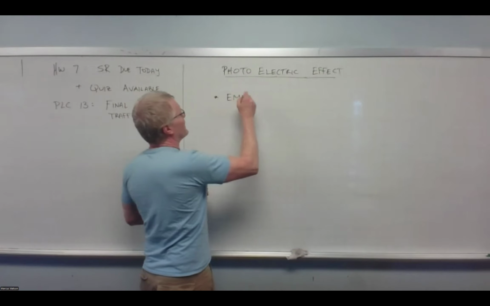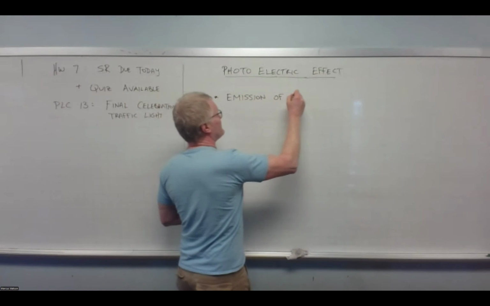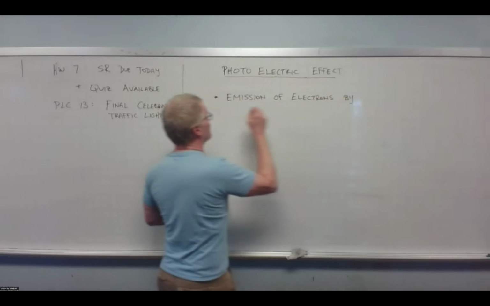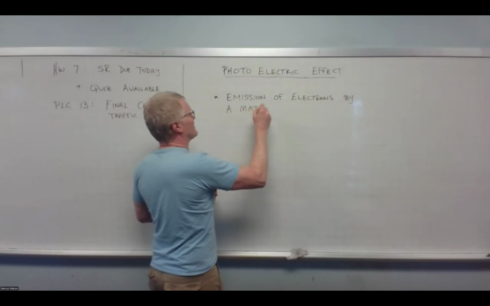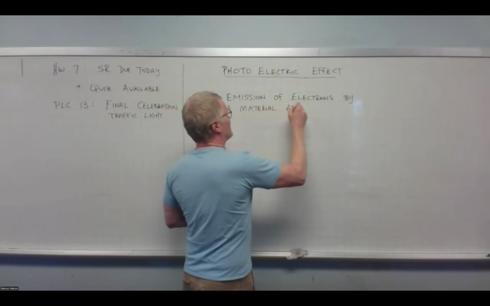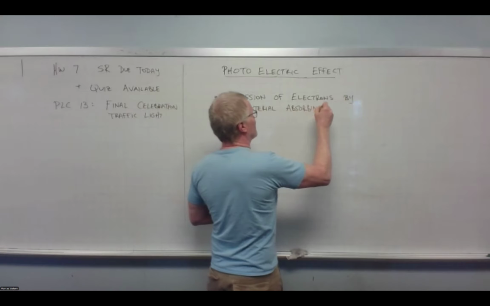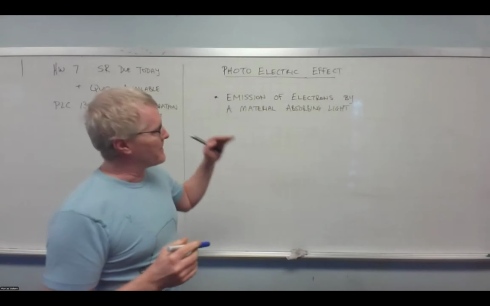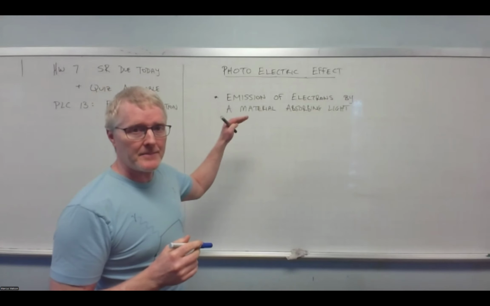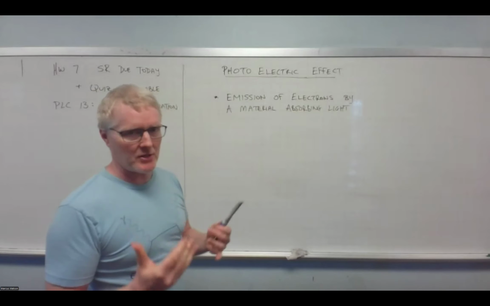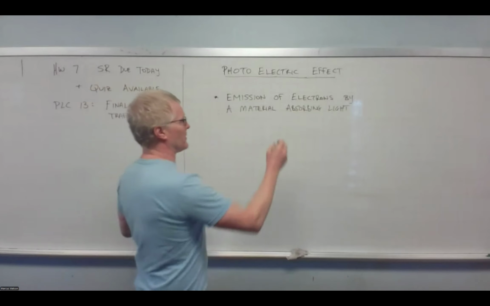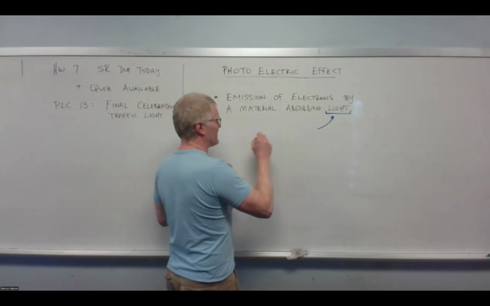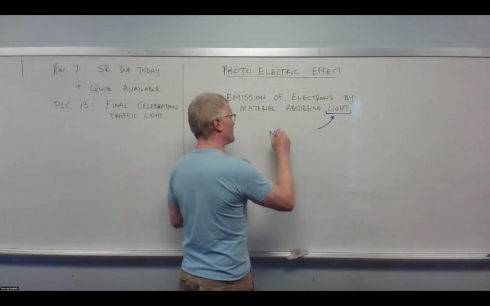So let me just write this down. This is the emission of electrons by a material absorbing light. Now, as I was saying, the piece about absorbing the light has to be a particular kind of light. It can't just be any light. All right. Now, what that means is that there is, in the sense of frequency, a minimum frequency.